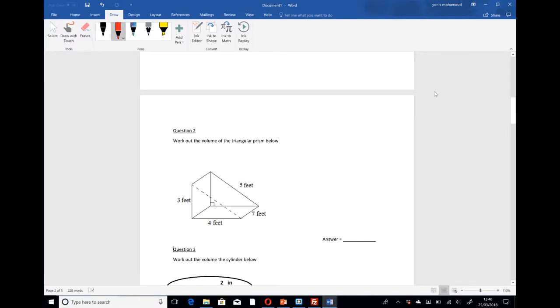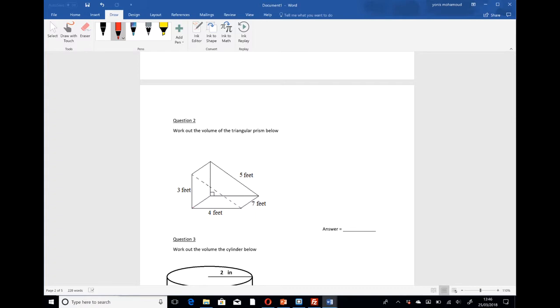Question 2 asks, work out the volume of the triangular prism below. To work out the volume of the triangular prism, essentially you're going to have to work out the area of the triangle, otherwise known as the area of the cross section, and multiply that by the length. So let me just write down the formula. Volume is equal to area of the cross section, which is the triangle, times the length.